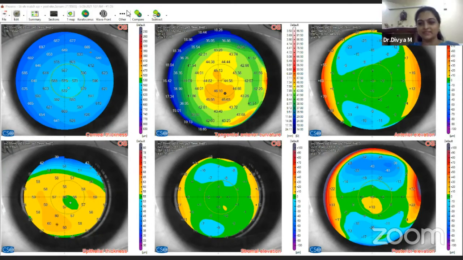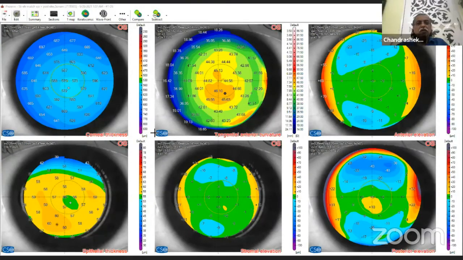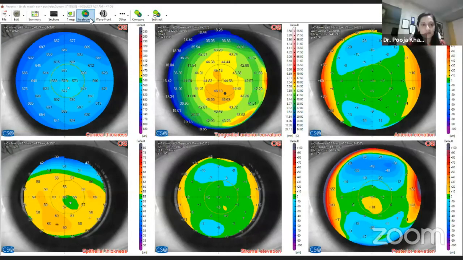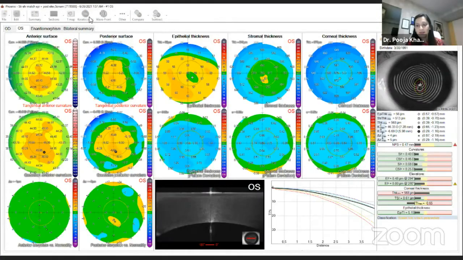So each layer is displayed. As you said, even if it is an early ectasia or aborted ectasia, PRK would be the right procedure, as you rightly mentioned. Dr. Pooja, can you go on to keratoconus screening and see pattern deviation in this patient? Sure, sir. You can see the keratoconus map, sir?